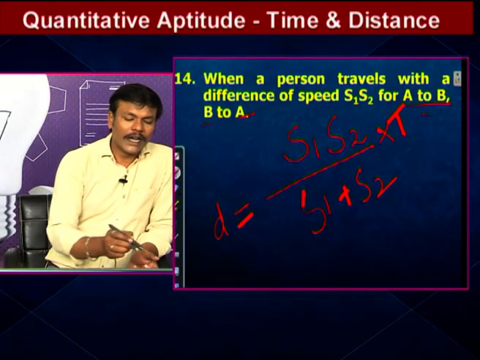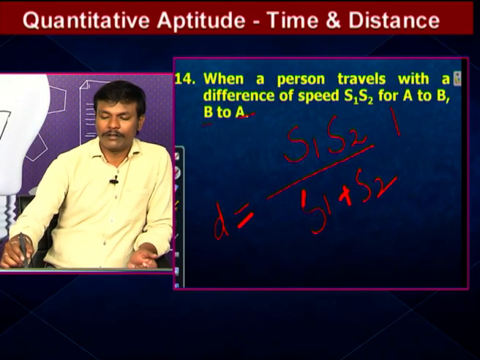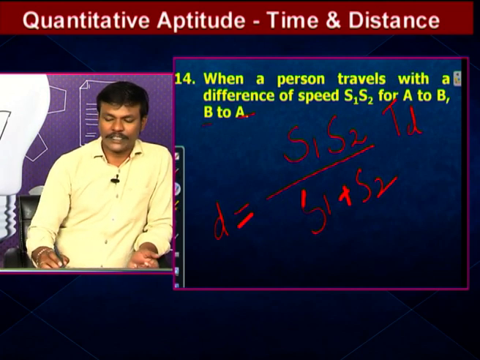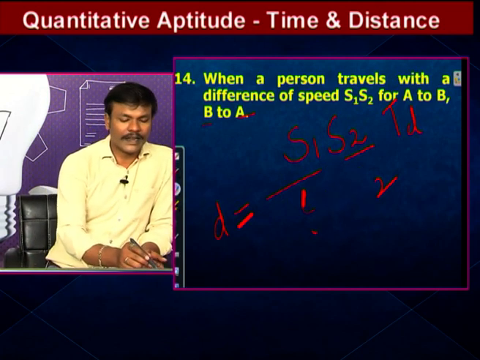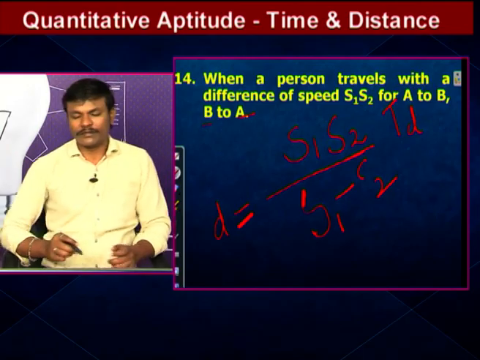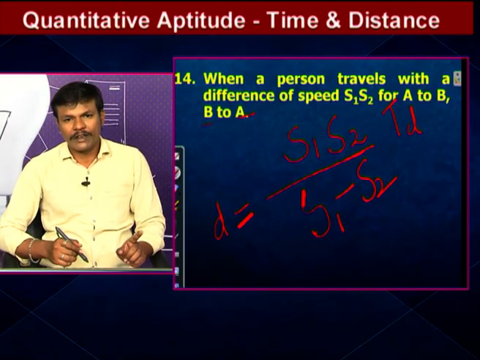When we have the difference of the time, TD, late or early, the denominators are taken as S1 minus S2. So simply S1 minus S2, that is three formulas. 2 S1 S2 by S1 plus S2 is the average speed.